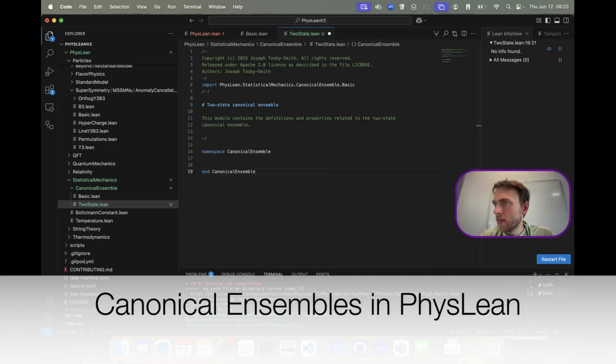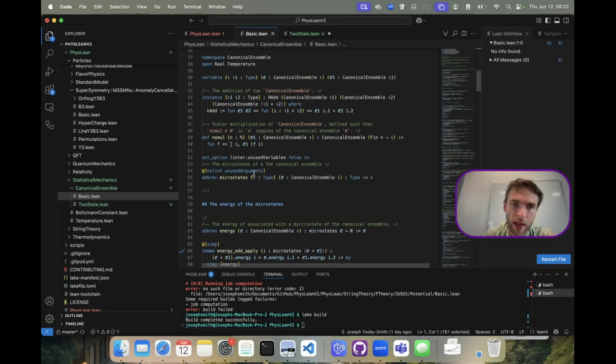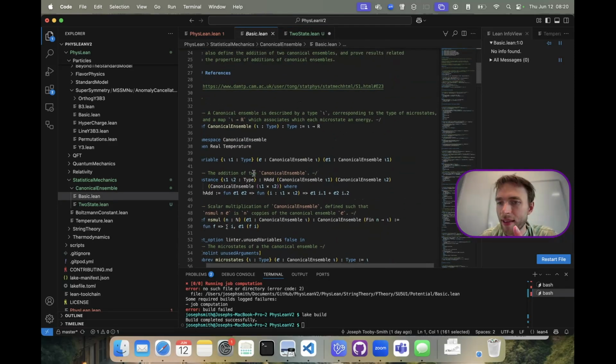And so yeah, what is a canonical ensemble? A canonical ensemble is a system that's connected to a heat bath at constant temperature. So let's go actually to the definition. So it's a system connected to a reservoir of constant temperature, in thermal equilibrium with that reservoir. And basically the input data of a canonical ensemble are the microstates and the energies of those microstates.